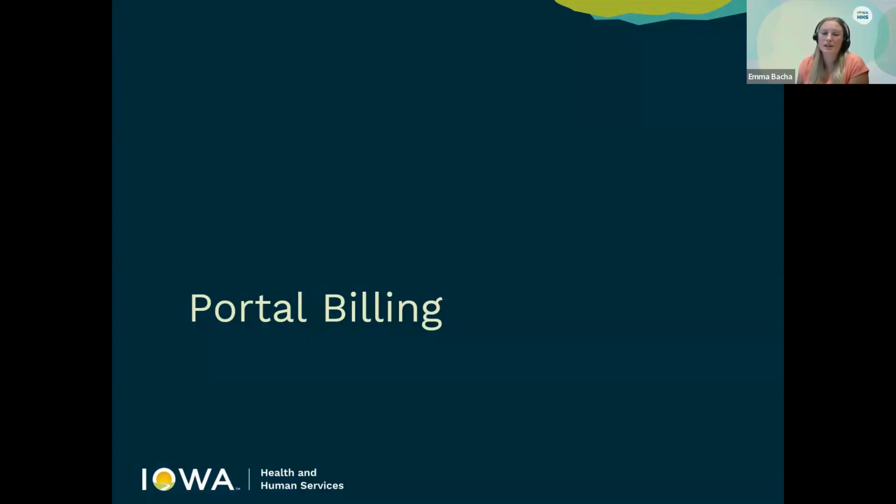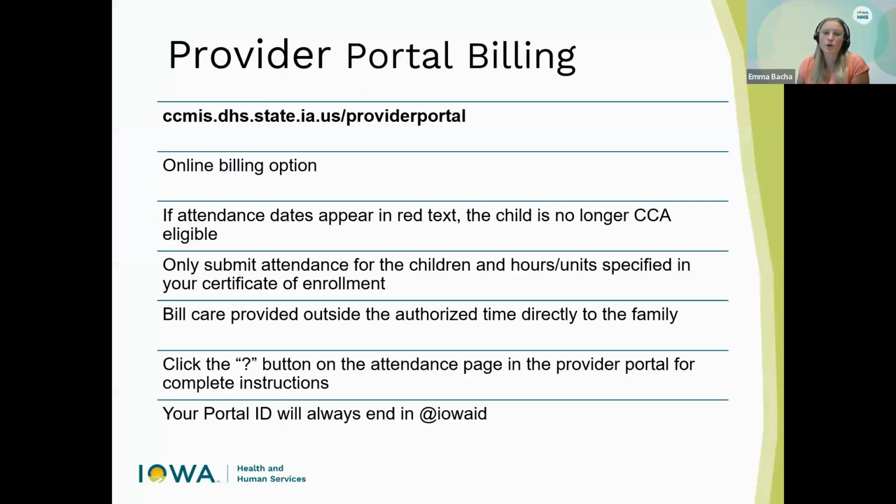Another option for billing is portal billing. For portal billing, you will go onto your provider portal and you'll open the online billing option. If the attendance dates appear in red, the child is no longer CCA eligible, so you are no longer able to bill for them. Please only submit attendance for the children and hours units specified in the certificate of enrollment that you will receive for the child who receives CCA.